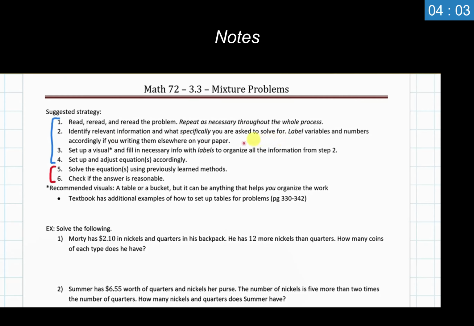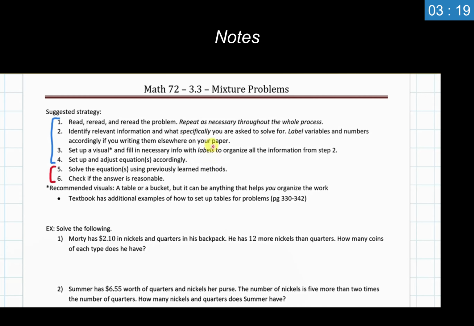Next thing I would recommend that we do is set up a visual, and we're going to use tables and buckets for visualizing these things. For me personally, if you're in my class, I do not care which of these two methods you would like to use to visualize these things, but I would recommend using one of them, or maybe you develop and use your own way of visualizing this set of information to organize it. I'm fine with that too. But I think a visual is great because it lets us see what's happening in general, and then we can fill in necessary information with labels to organize what we've been given and see how it all might interact with one another and go together.